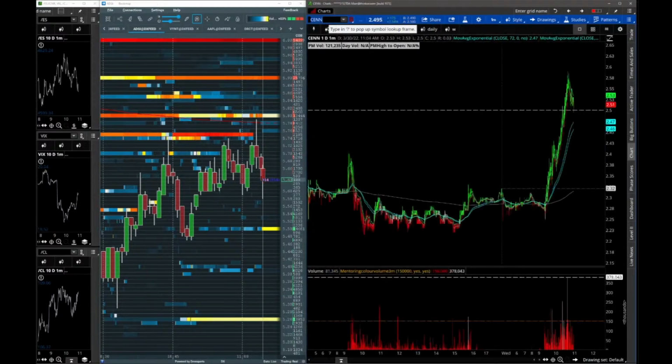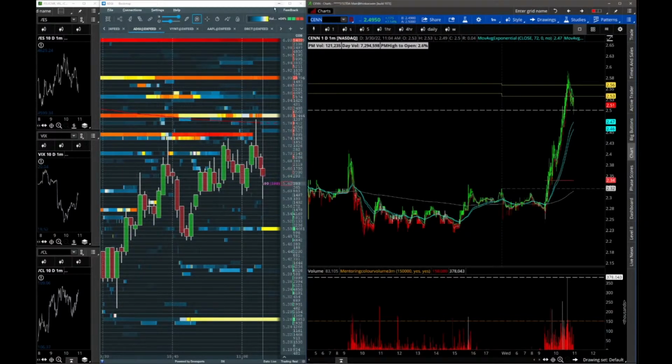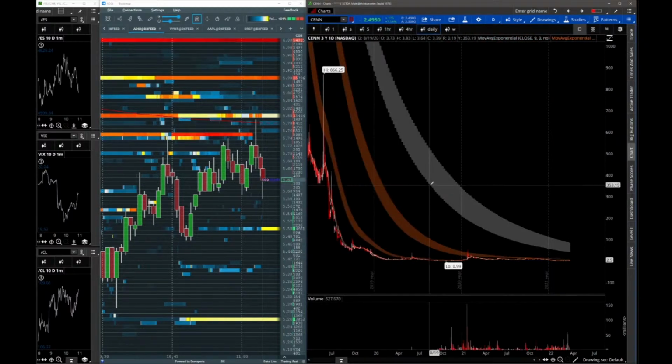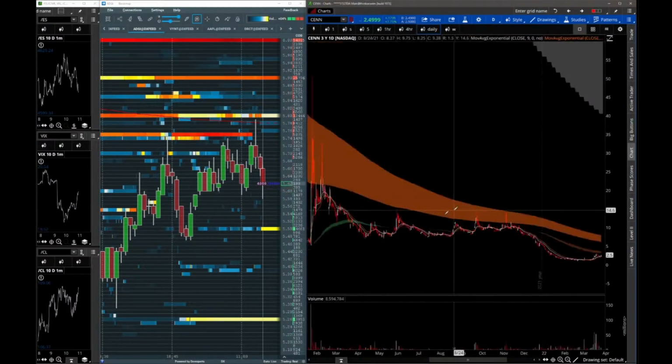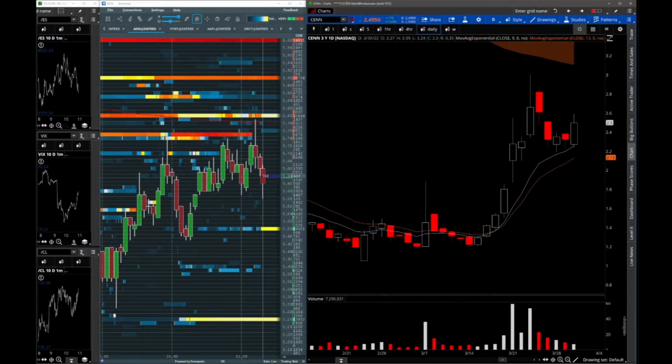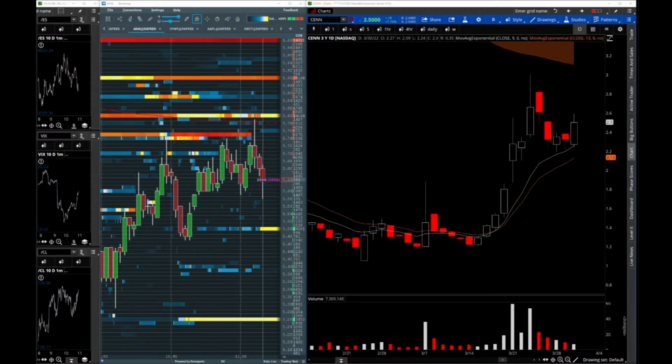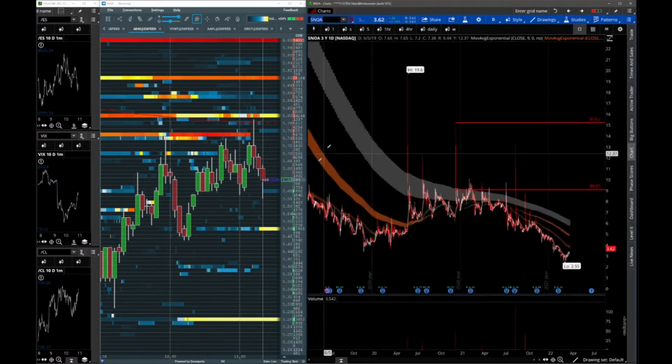Once more, sun over here. 30 cents move. Let's check SNOW. This is a stock that has a history of fading.